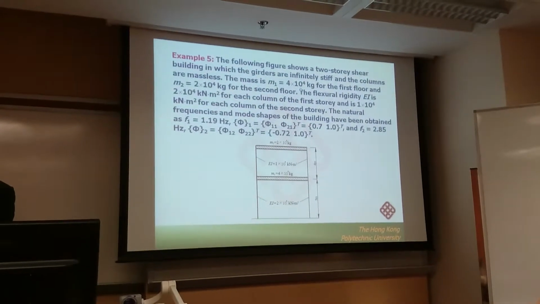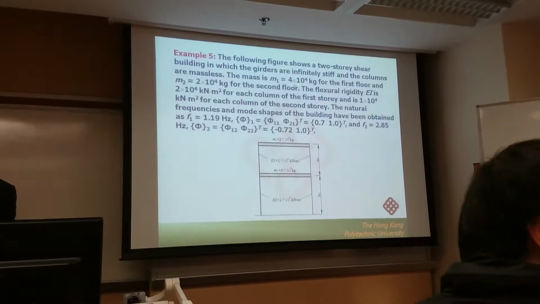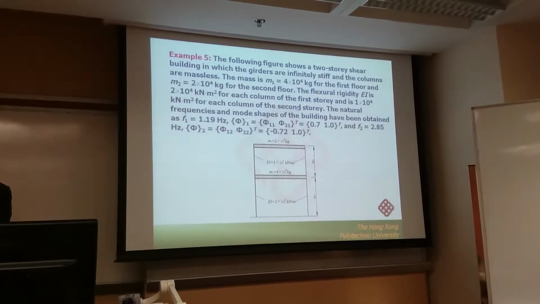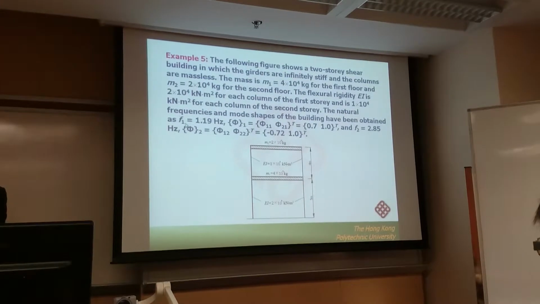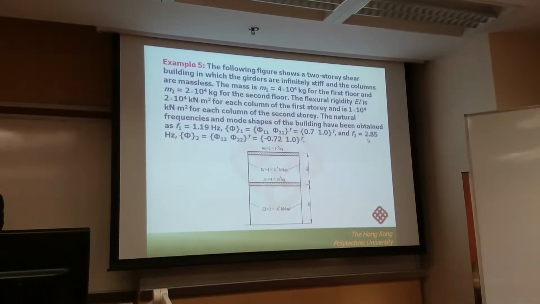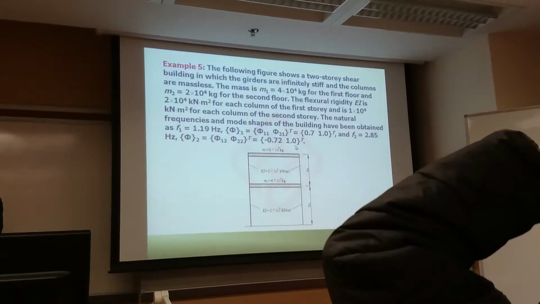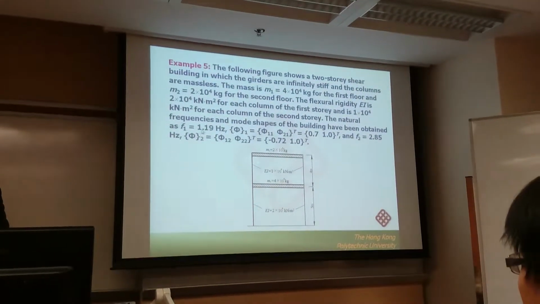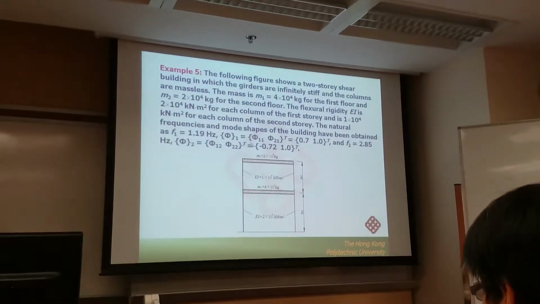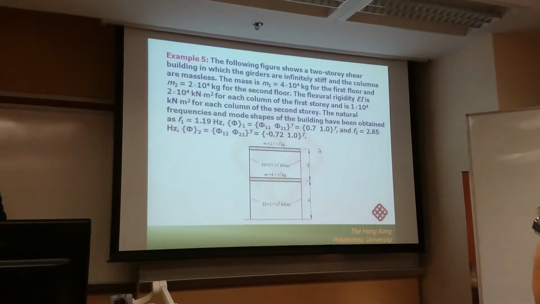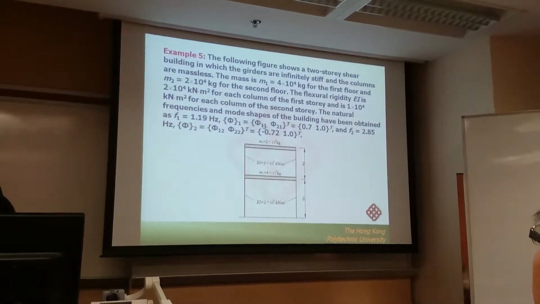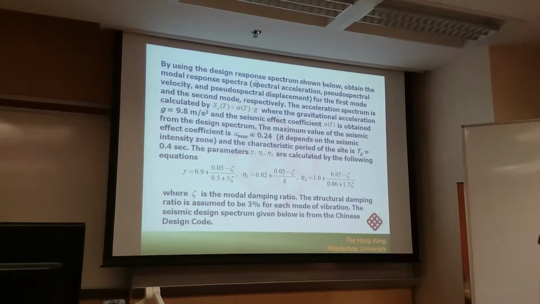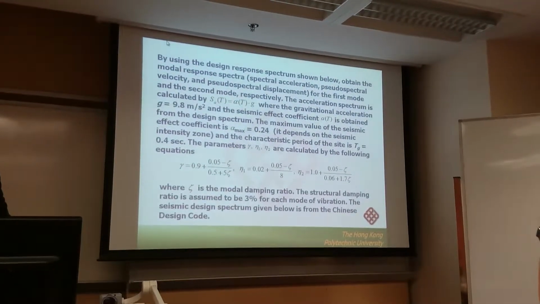In this case, we consider a two-story building structure, and we know the mass for different floors, and we know the EI value for different columns. Based on the eigenvalue and characteristic analysis, we can obtain the frequencies for the first mode and second mode, as well as the corresponding mode shapes. We have done this in the previous lectures, where we showed you how to obtain the frequencies and the mode shapes for any multi-degree-of-freedom system. After obtaining them, of course you have to assume the damping ratio. So we use the design response spectrum given in the China design code.